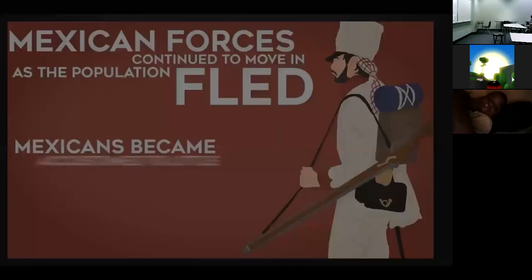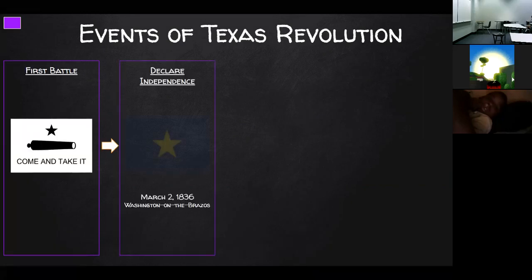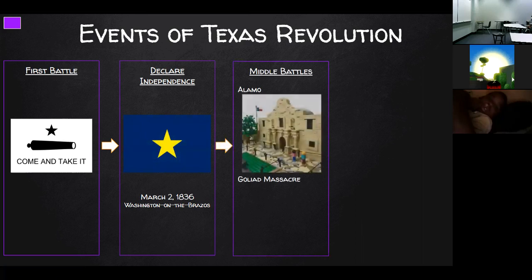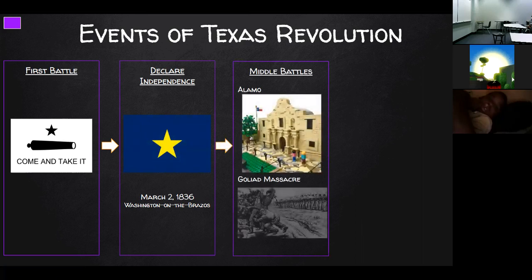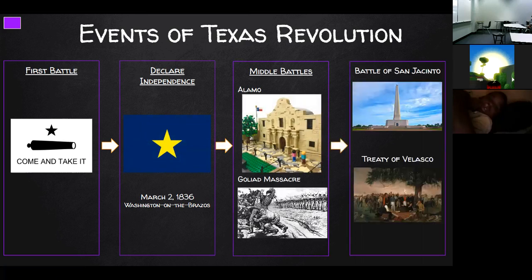If we notice here, it begins with the first battle, Gonzales. Then they declare the independence. Middle battles, Alamo, Goliad. And then it ends with the Battle of San Jacinto. And they end the war with the treaty. And basically tells Mexico, you guys have to recognize us as our own country.